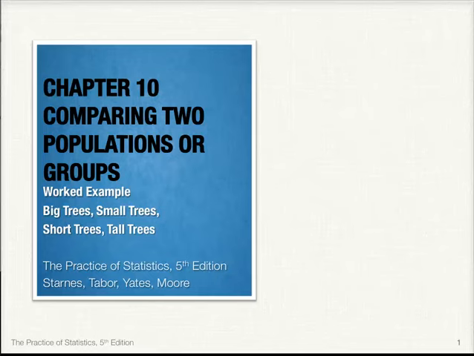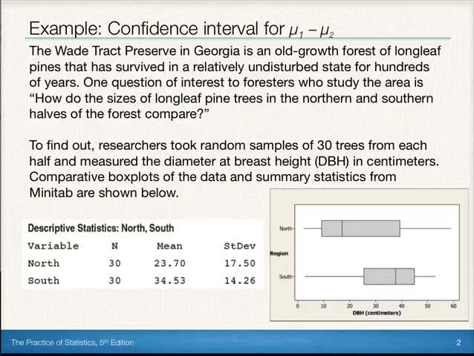In this example, let's construct a confidence interval for the difference between two population means. The Wade Tract Preserve in Georgia is an old-growth forest of longleaf pines that has survived in a relatively undisturbed state for hundreds of years. One question of interest to foresters who study the area is, how do the sizes of longleaf pine trees in the northern and southern halves of the forest compare?